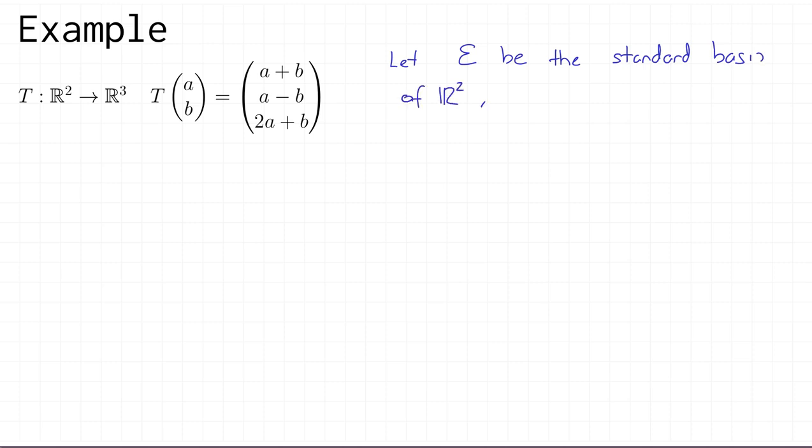So we would write this E1 and then E2, where E1 is the vector (1, 0) and E2 is the vector (0, 1). I'm going to take E prime to be the standard basis of R cubed. So E1, E2, well, I guess I better use a slightly different notation here. So let's say E1, E2, E3, all primed, the standard basis of R cubed.